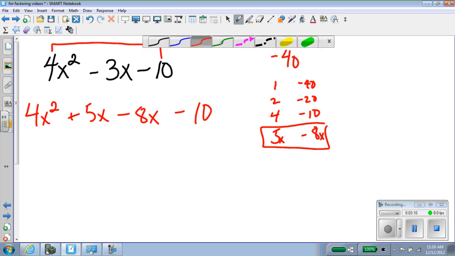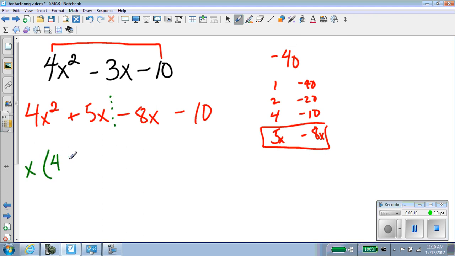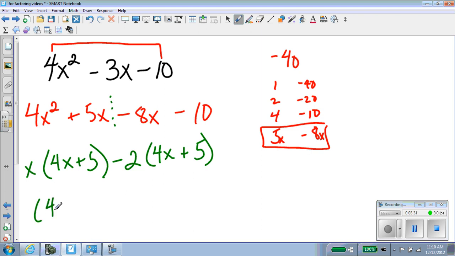And I will factor by grouping. The first two have x in common, leaving 4x plus 5. The next two have 2 in common, but I'm going to factor out negative 2 so that I end up with 4x plus 5. Now they both have 4x plus 5 in common, leaving me with x minus 2.